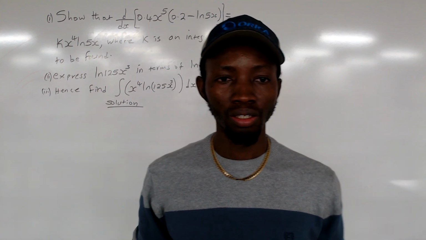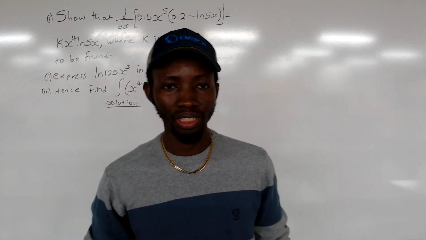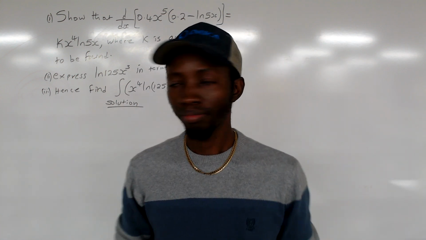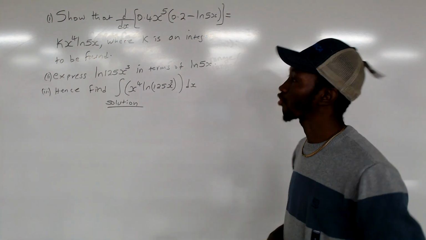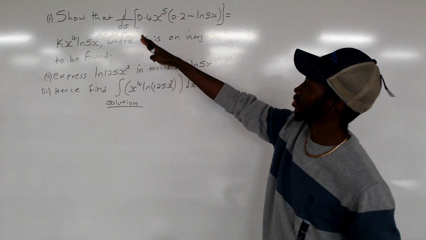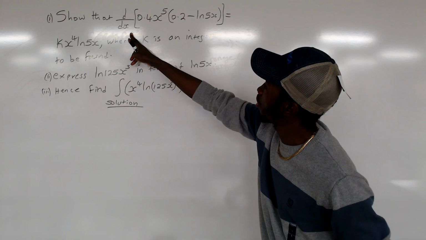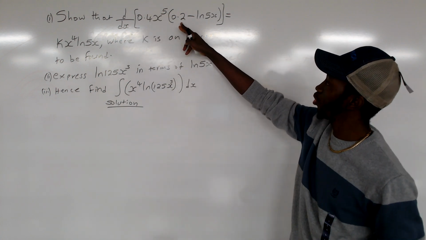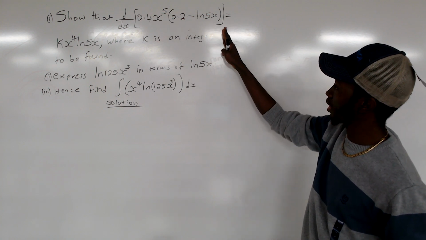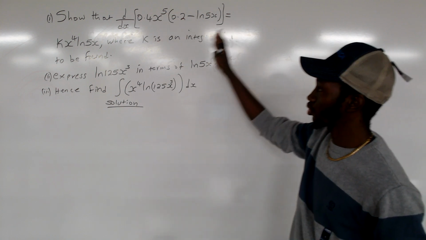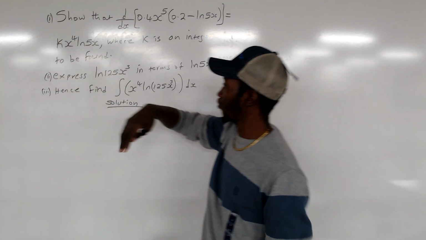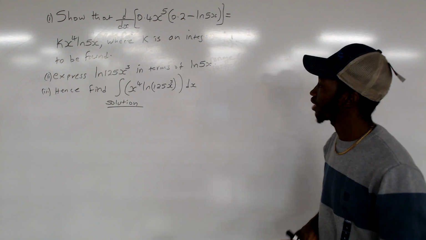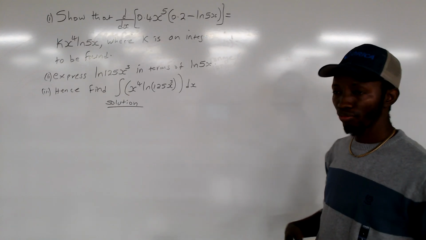Hi, so in this video, I'm going to solve this calculus problem. The problem reads: show that the differential of 0.4x^5(0.2 − ln 5x) must be equal to kx^4 ln 5x, where k is an integer to be found.